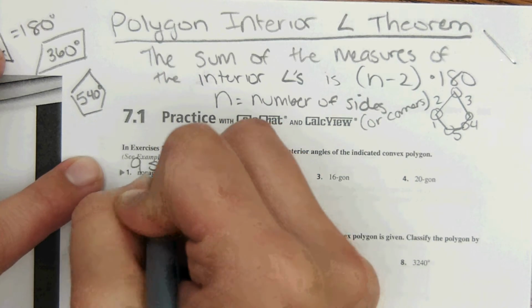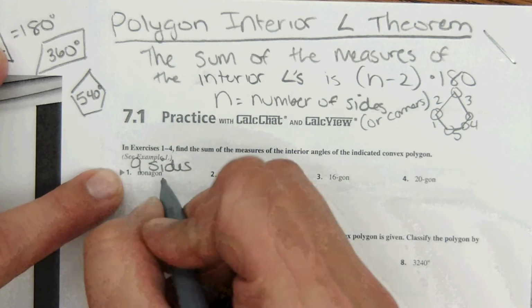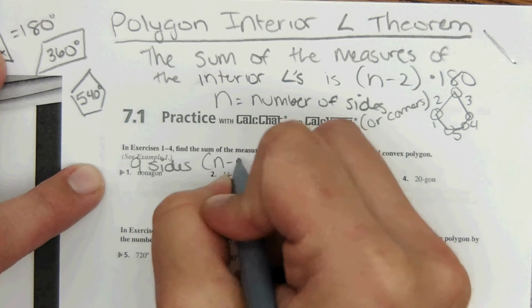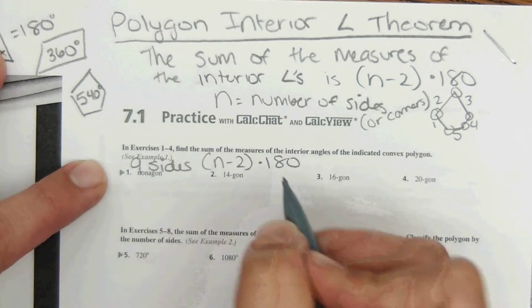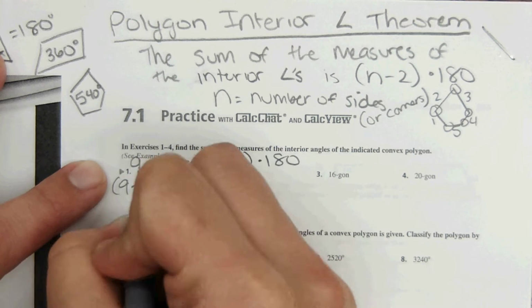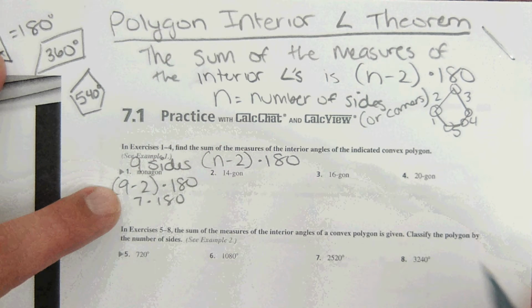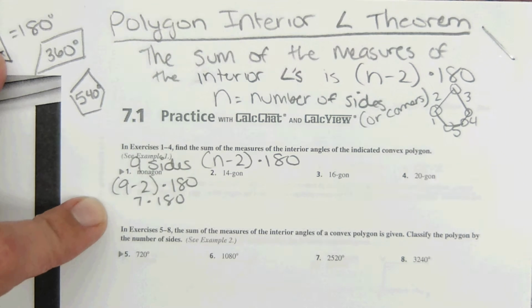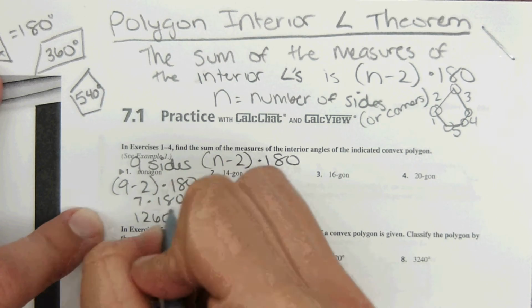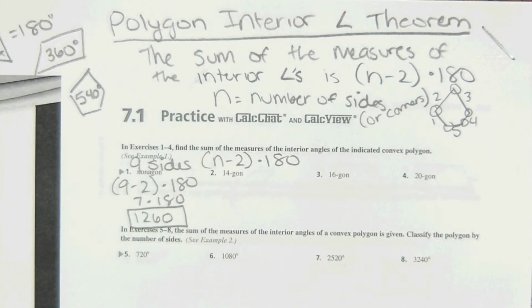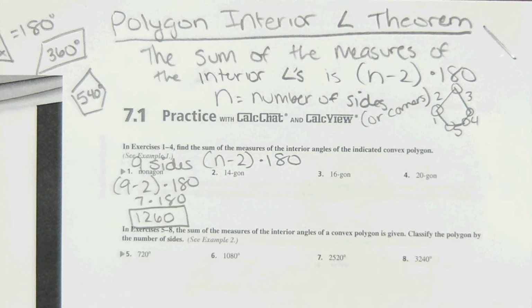Okay, so now we're going to use this in the problems. It says find the sum of the measures of the interior angles of the indicated polygon. So a nonagon would be 9 sides. That's why that lesson was in Alex this week. 9 sides, nonagon. So we're going to use this equation, 9 minus 2 times 180. We're just going to plug in 9 into the equation. So 9 minus 2 times 180. 7 times 180 comes out to 1,260. So that is the sum of the interior angles of a nonagon. All the angles of a nonagon would add to 1,260.